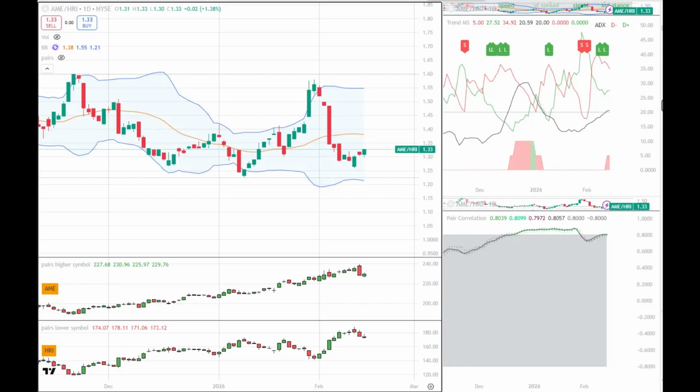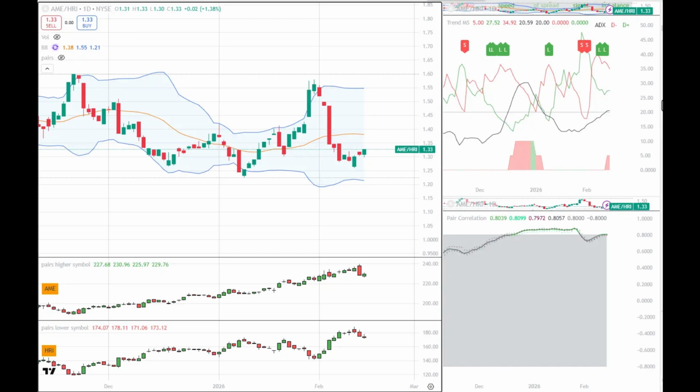Historically, AME and HRI have shown mid-strong correlation, meaning they tend to move together under normal market conditions. This is critical. Without stable correlation, there is no statistical foundation for mean reversion. In this example, the correlation is not perfect, but it is high at the time of the opportunity.